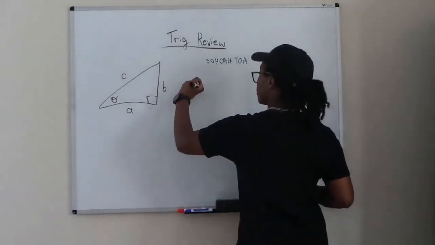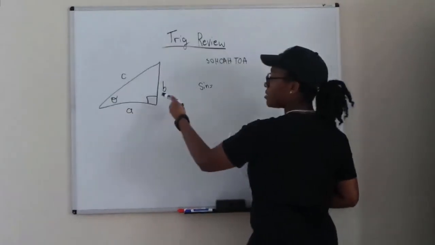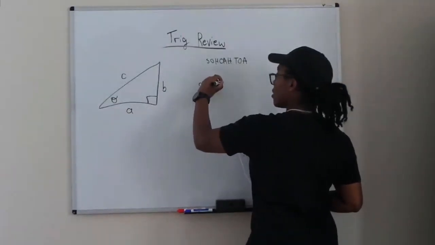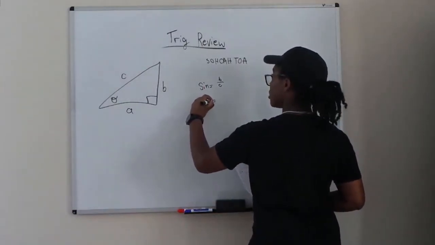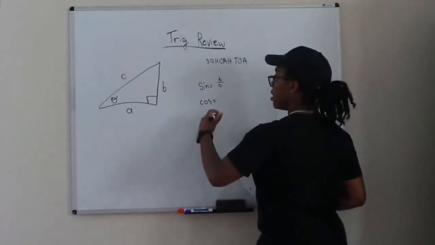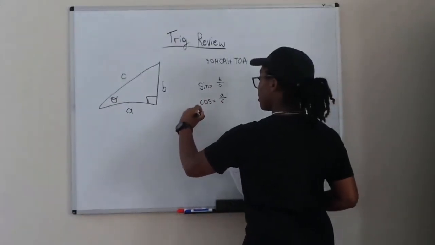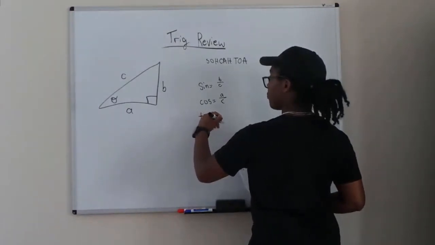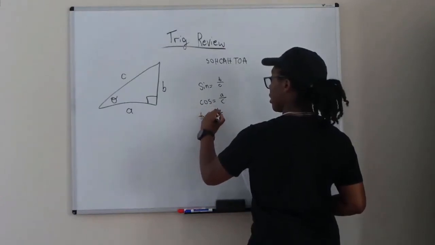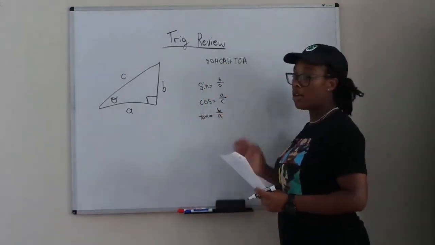So sine, for instance, is going to be opposite over hypotenuse. This is theta. The opposite side of theta is b, and the hypotenuse is c. Similarly, cosine is going to be adjacent over hypotenuse, so in this case it's a over c. And then tangent is opposite over adjacent, which in this case is b over a.